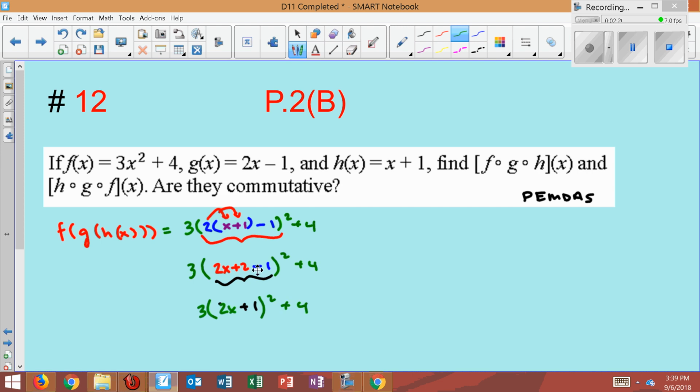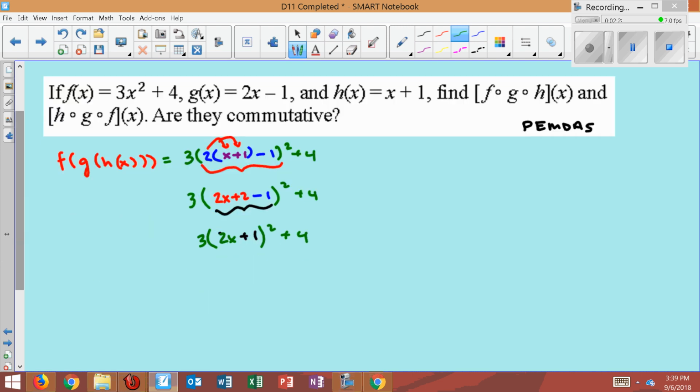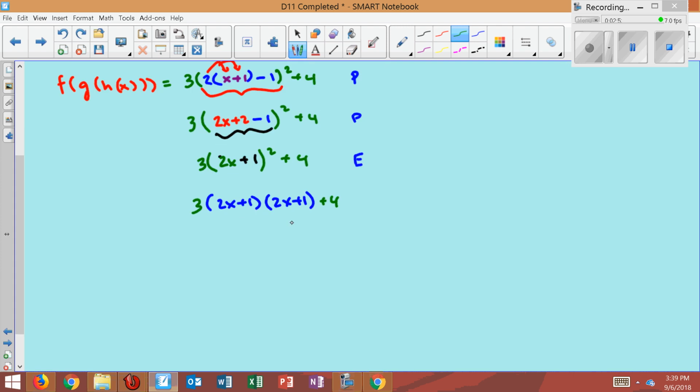Now that was the parenthesis step here. Both of these were P's for parentheses. Okay, so I've done a parenthesis step here, I did a parenthesis step here. Now I'm going to do my exponent step, which means I'm going to have the 3 remaining unchanged, but now it's an exponent on a parenthesis, so I'm going to write this parenthesis twice. So it's 2x plus 1 times 2x plus 1, and then I'll have the plus 4. Now I've done the exponent.